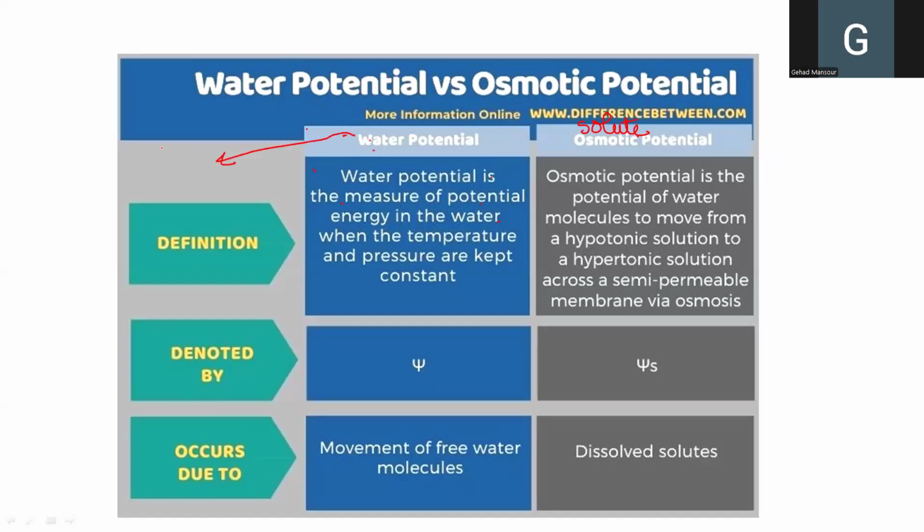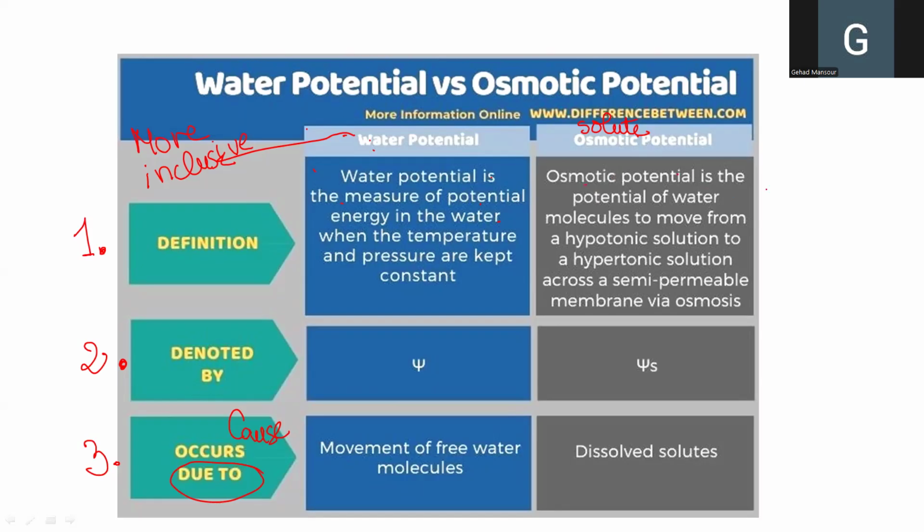And as we said, water potential is more inclusive. So what are we going to compare? We are going to compare the definition, the concept itself, the symbol that denotes it, and the cause. So here it occurs due to, so we are talking about the cause, and you have to be very cautious differentiating between the cause and the effect. So let's read first the content on osmotic potential, because we've already covered it.